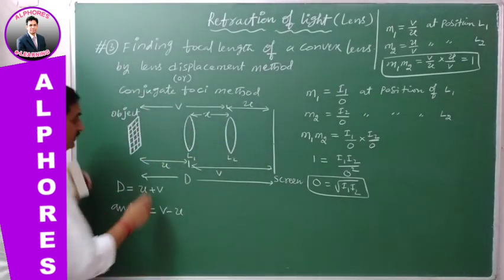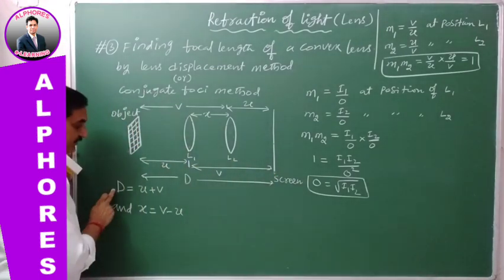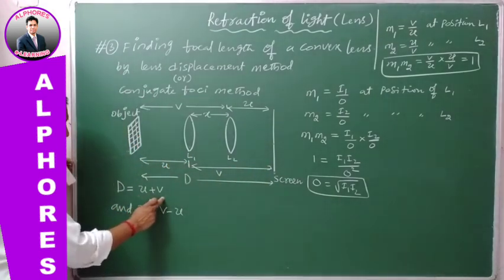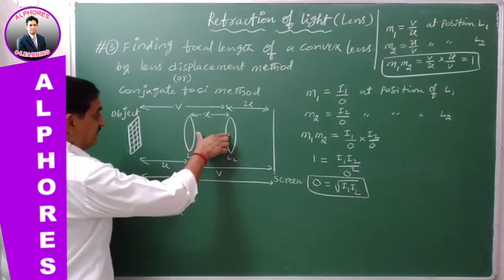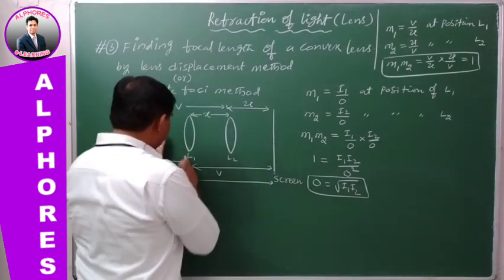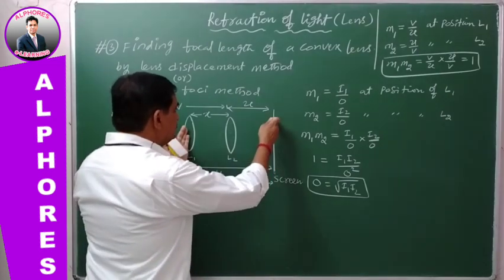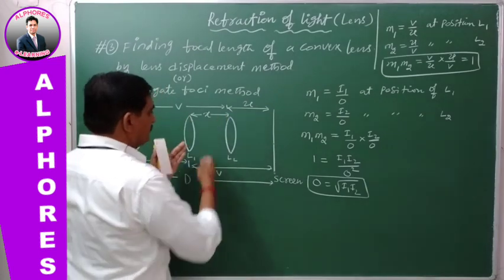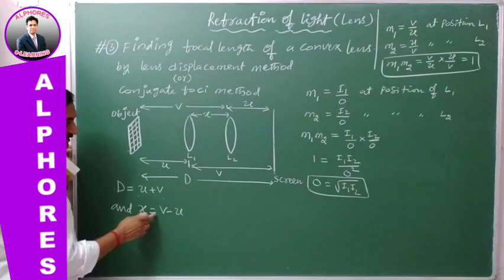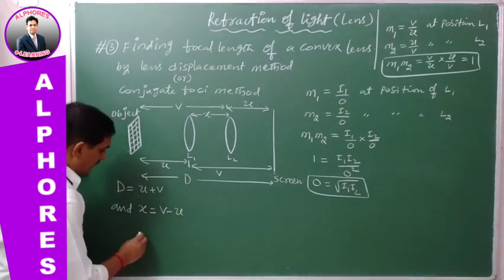Okay. Now here, what is the distance between the screen and the object? Capital D is equal to U plus V, and X is equal to V minus U. How? From the first position to here, V minus U, you will get X. Therefore, X equals V minus U. Right? Go for the focal length formula.